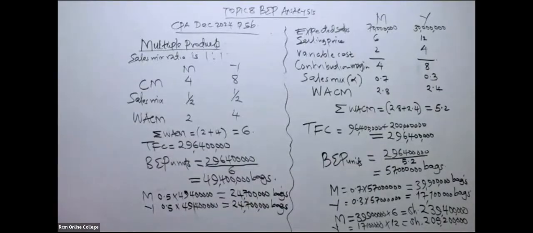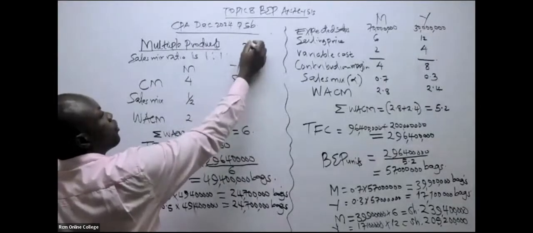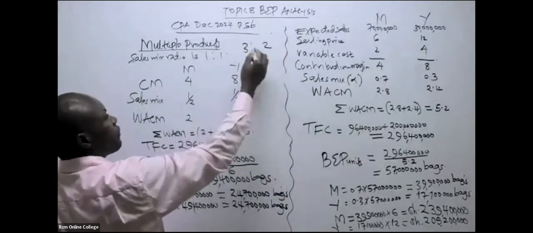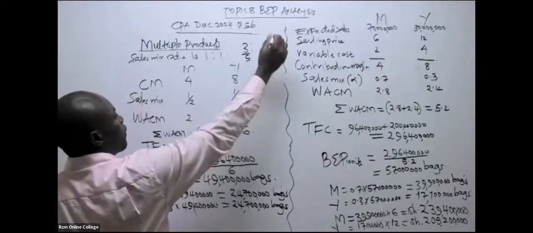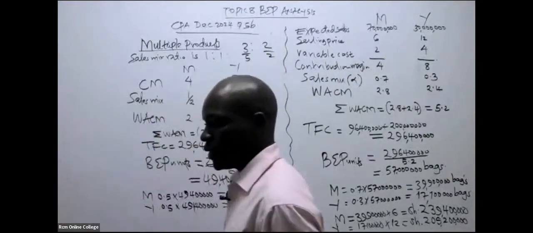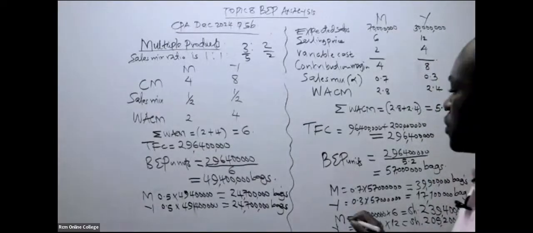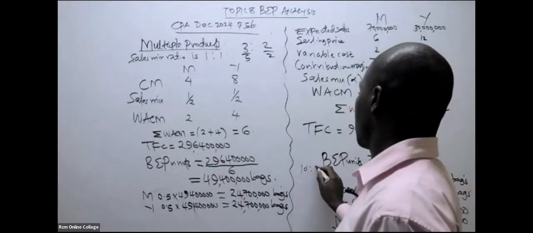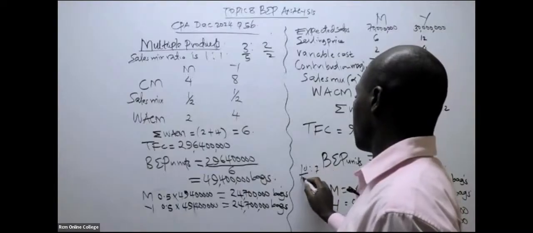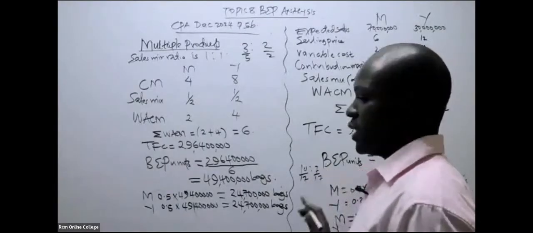Good. Can we get it in shillings? Can we get the ratio, like 3:2? If it is 3:2, 3 plus 2 is 5, so 3/5 and 2/5. That is it. If it is 10:7, 10 plus 7 is 17, so 10/17 and 7/17. Just like that.